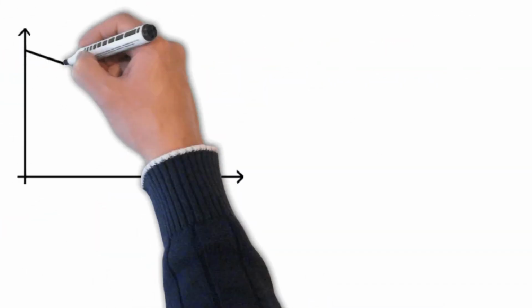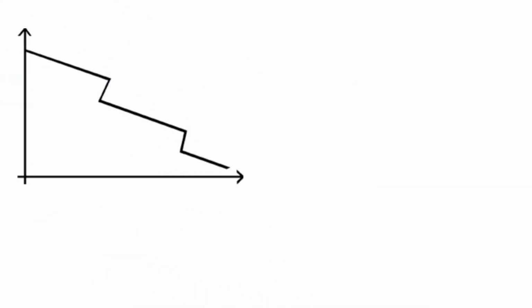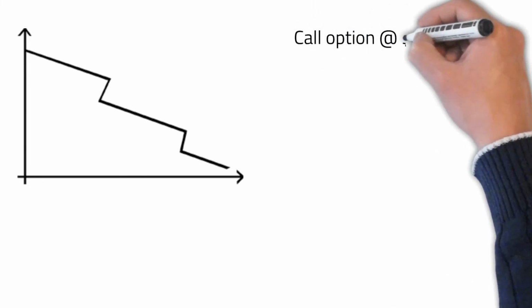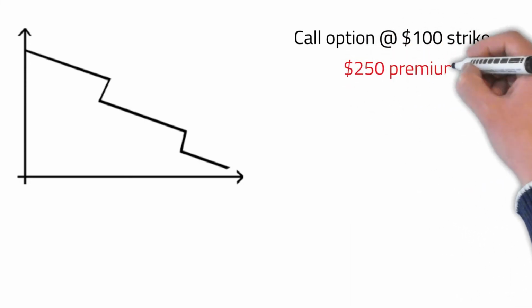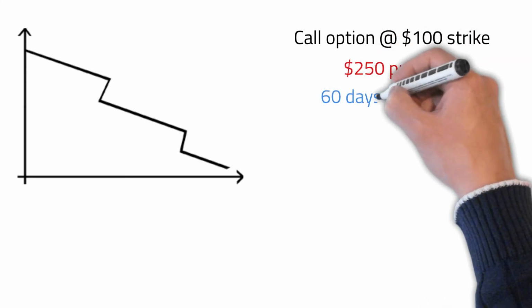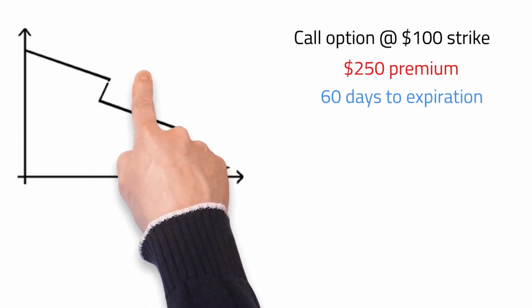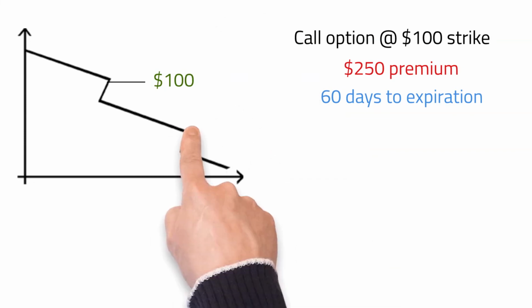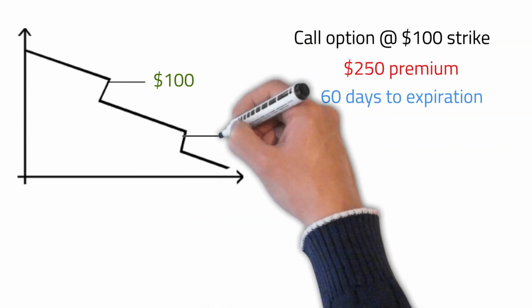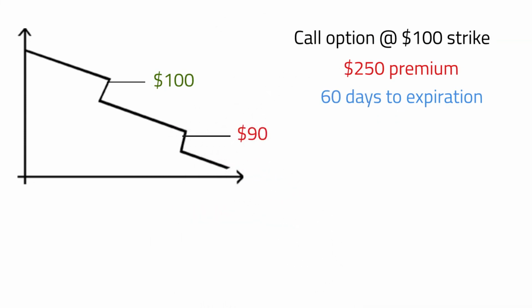The other side to this is if the underlying price drops. Using the previous example, you agreed on the same $100 strike and paid the $250 in premium with 60 days to expiration. The stock drops from $100 to $90. Since you are the buyer, you have the right but not the obligation to buy the stock, so you simply let the contract go through expiration and nothing happens.